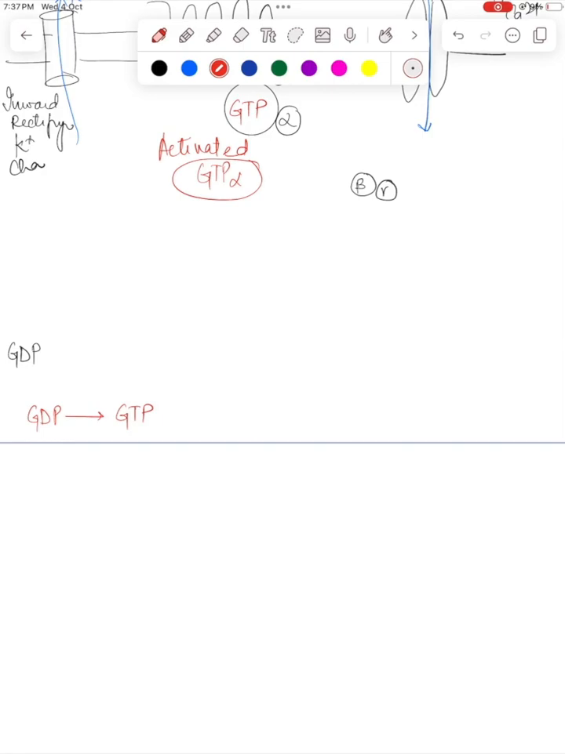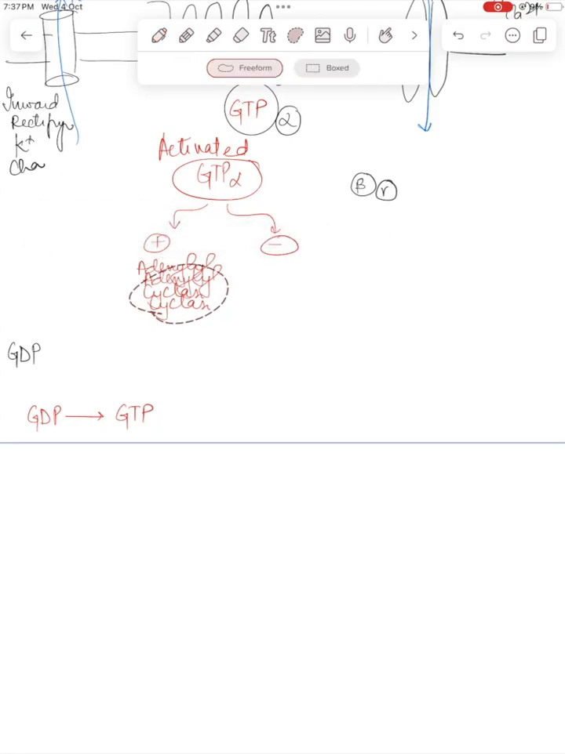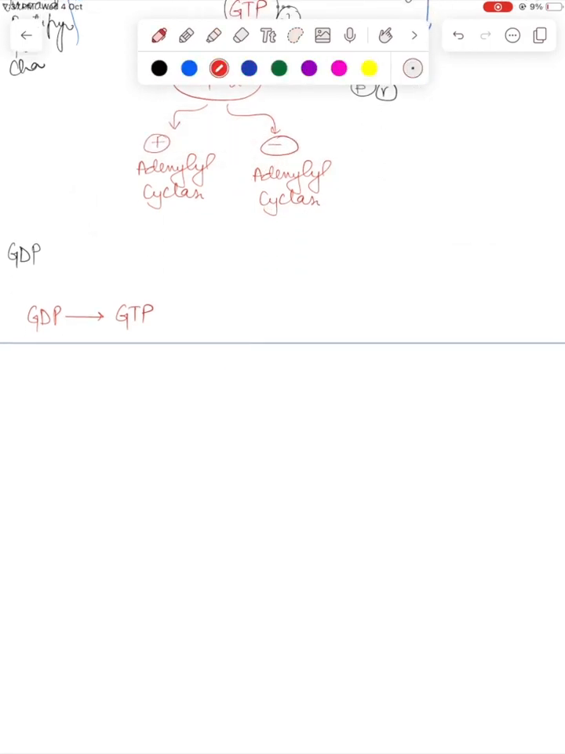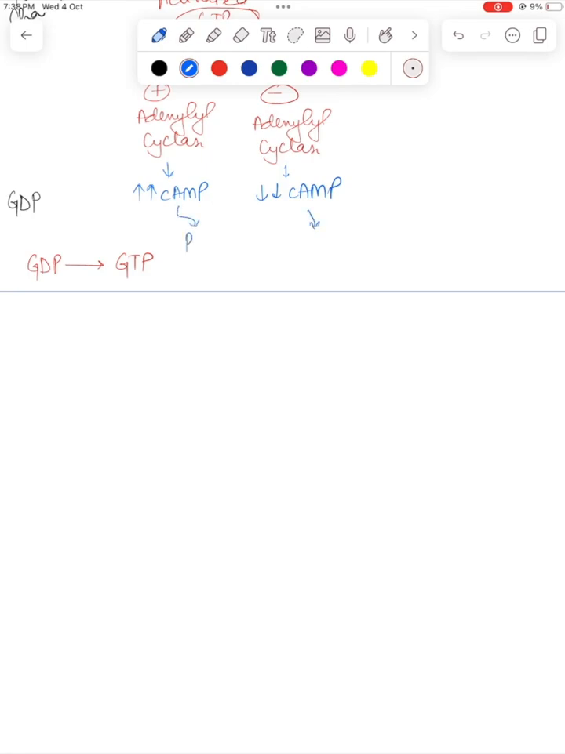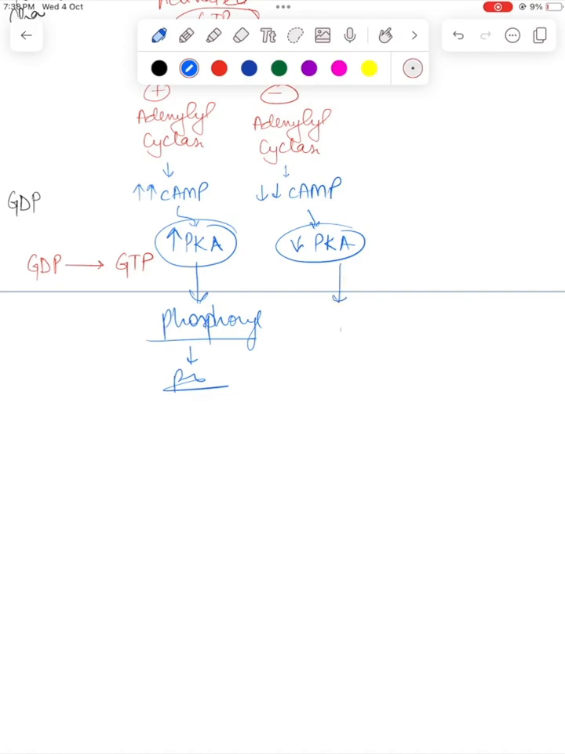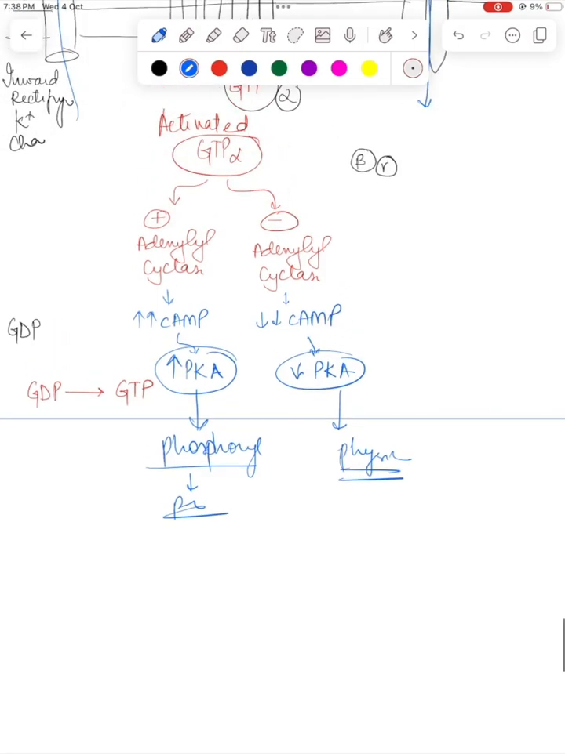Now, depending on the type of G protein coupled receptor, it is either going to stimulate the adenylyl cyclase enzyme or it is going to inhibit the very same enzyme. If it stimulates the enzyme, it is going to cause increase in the concentration of cyclic AMP. If it inhibits the enzyme, it will lead to decrease in the concentration of cyclic AMP. And these will further alter the level of protein kinase A. In the first case, it will increase the activity of protein kinase A. In the second, it will decrease it. This will cause phosphorylation of various proteins and leads to physiological effects, and this will lead to less phosphorylation and its corresponding physiological effects.